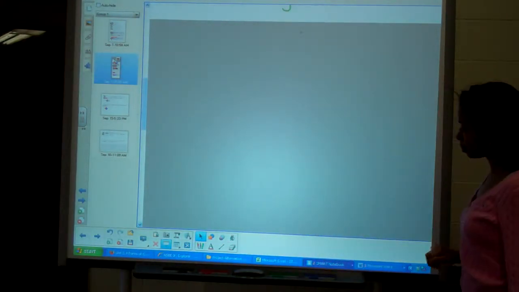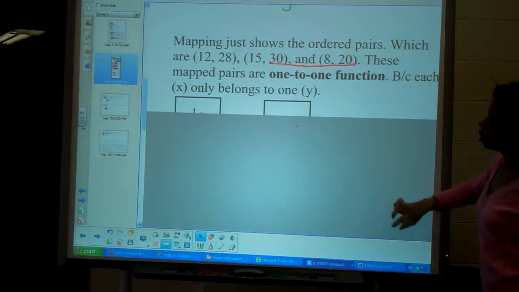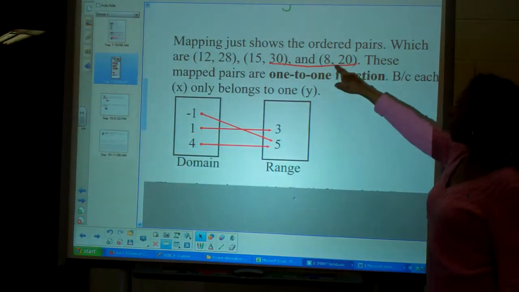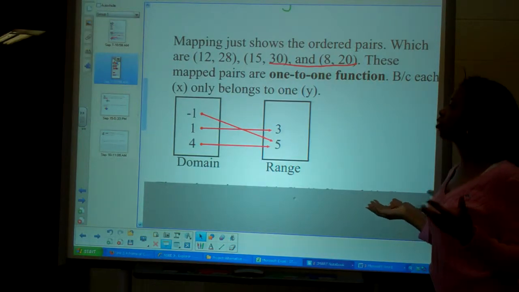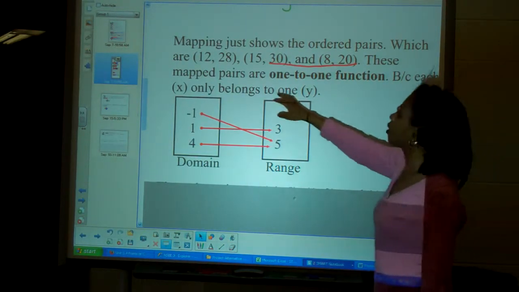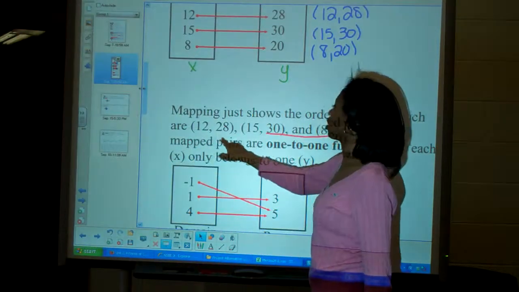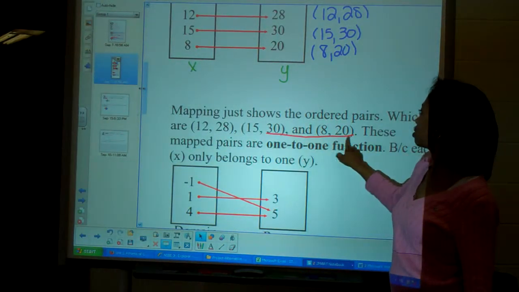Moving a little further. I talked about this before. In addition to it, mapping again just shows the ordered pair. You know that. I've already listed these values. This is for the one up at the top. This is your 12, 28, your 15, 30, and your 8, 20.